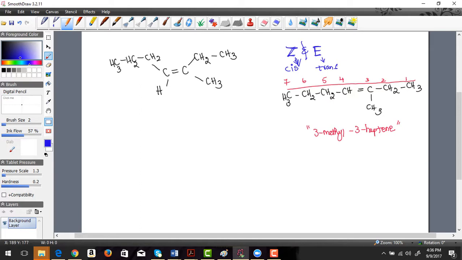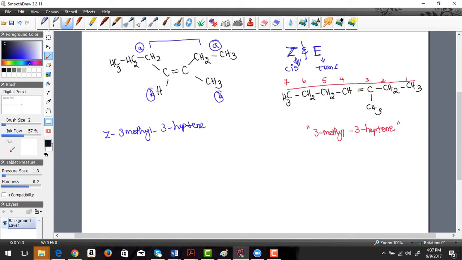So again the same thing applies. This is the bigger of the two, so it gets A. This is the smaller of the two, it gets B. This is smaller of the two, so that gets B. This is bigger of the two. A and B are opposite, that's not trans, so that means A and A are adjacent, right? So this means this is a Z. You write the name Z-3-methyl-3-heptene.